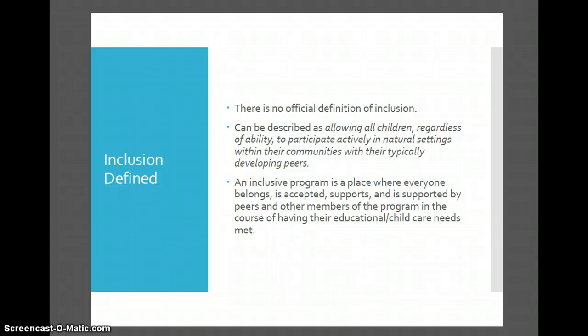An inclusive program is a place where everyone belongs. So there's a place for everyone there. Everyone is accepted for who they are, no matter what their individual needs might be. It is a place where everyone is supported, and everyone supports their peers and other members of the program. So here we're talking about educational programs in the course of having their educational and their child care needs met. So that's what we want to see when we're looking at an ideal inclusive program.